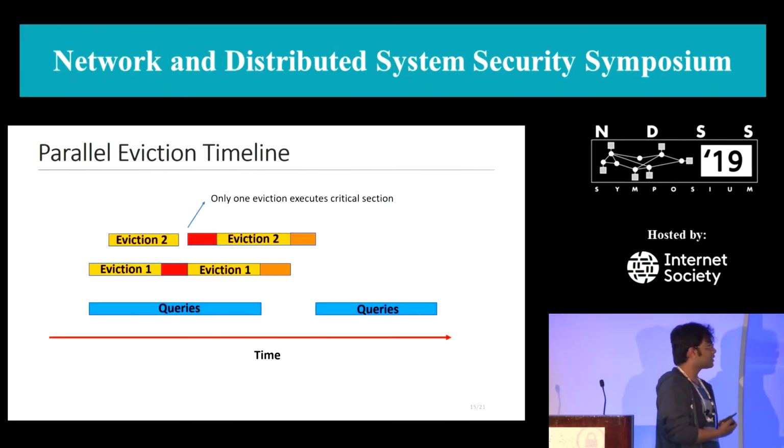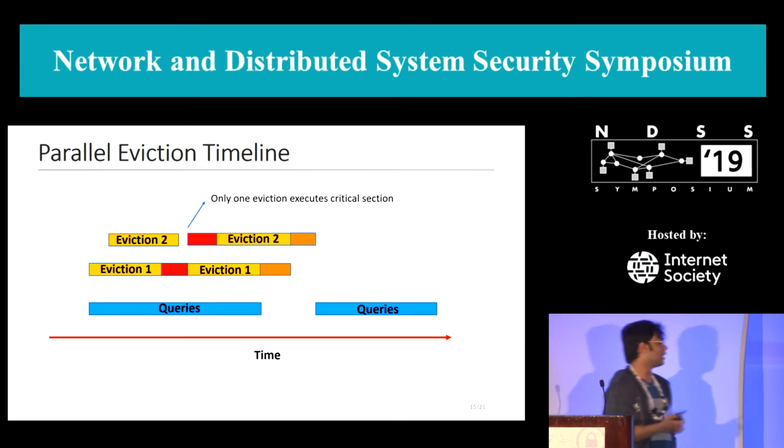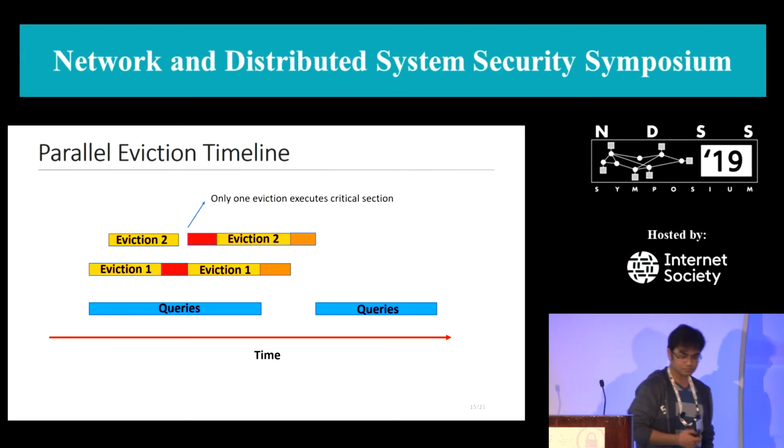Now, with parallel evictions, we are doing even better, because now you can also write back queries faster to the tree, and you can evict to multiple paths in parallel.